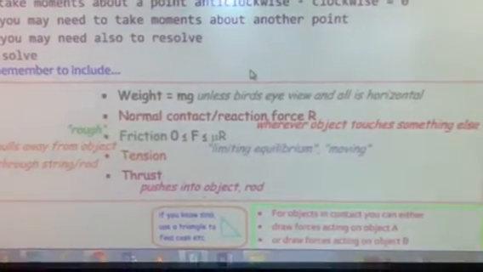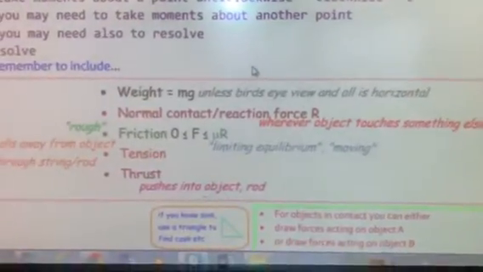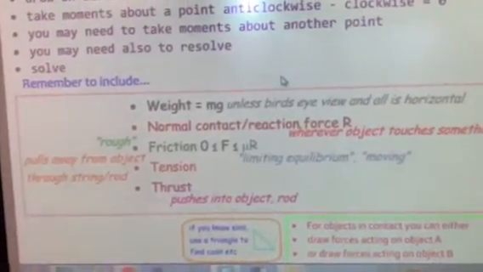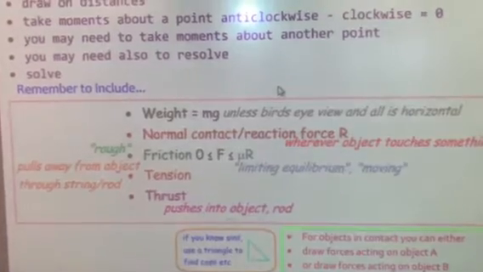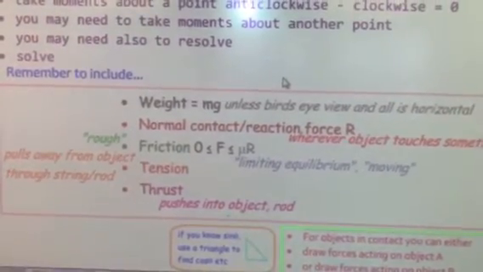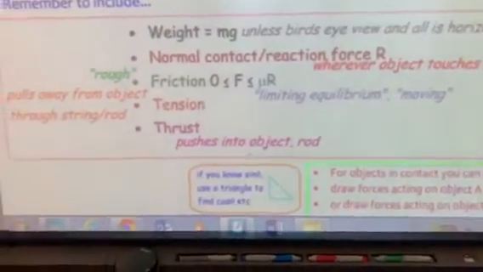If you've got some string, then you have tension and that pulls away from the object. If you have a rod, you could also have thrust, which pushes into the object. Okay, so those are the ones you need to remember yourself.